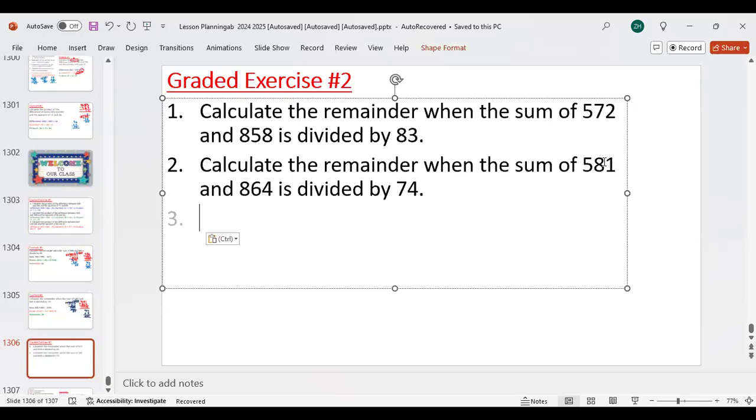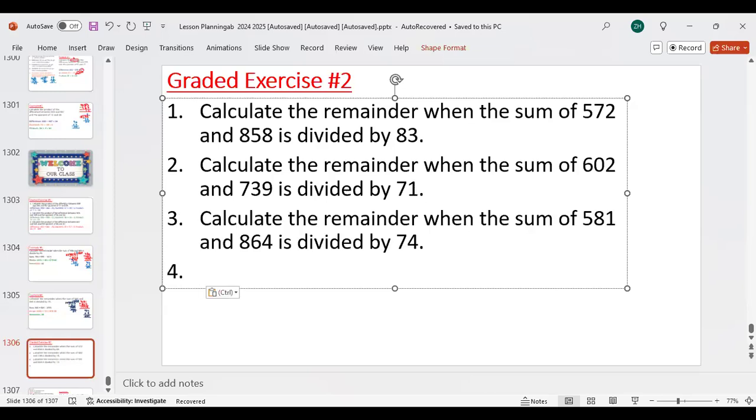Calculate the remainder when the sum of 602 and 739 is divided by 71.